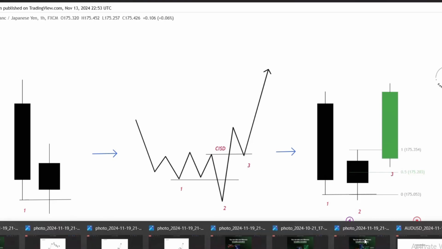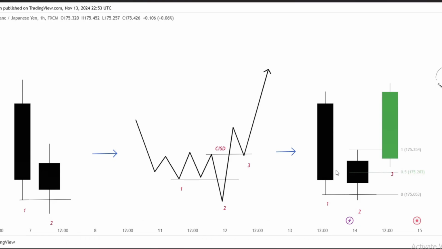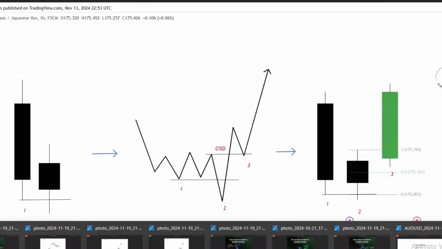So today's video is going to be about sessions, because for our candle 3, we want it to tag the candle 2 change in state of delivery in a kill zone. But we don't want it to tag during the Asian kill zone. We want it to tag during the London kill zone or the New York kill zone. If it tags during the Asian kill zone, we are not going to trade that setup.